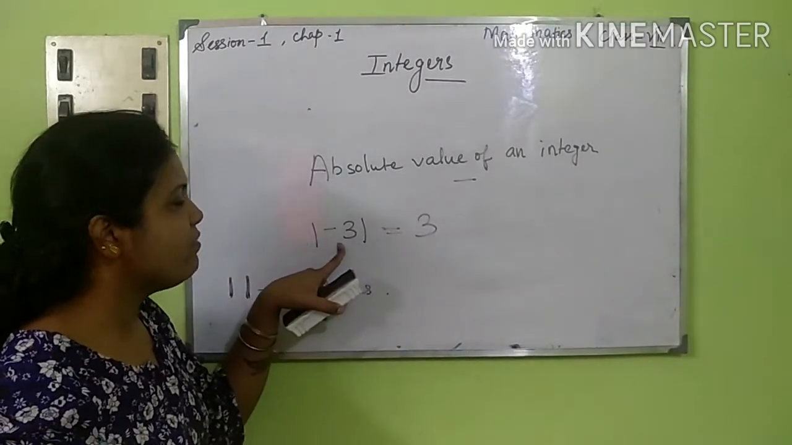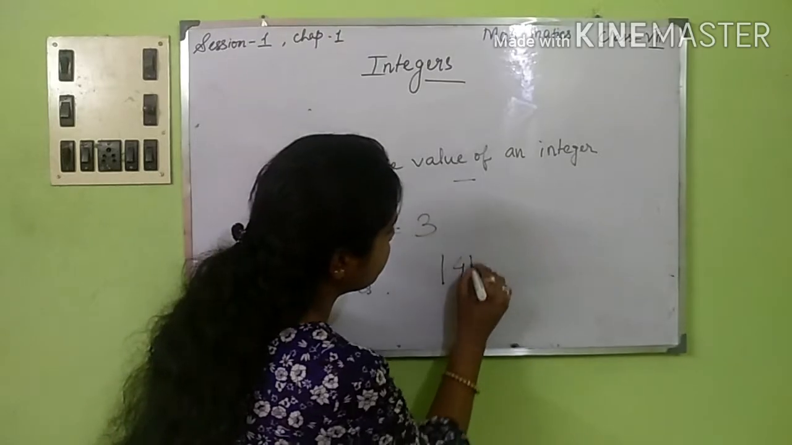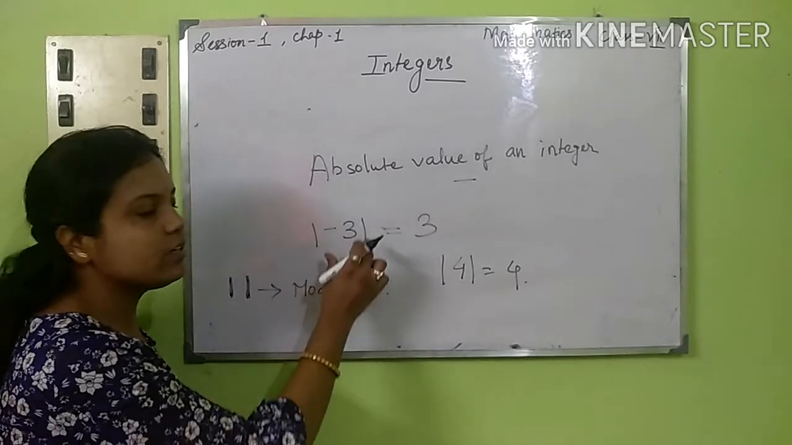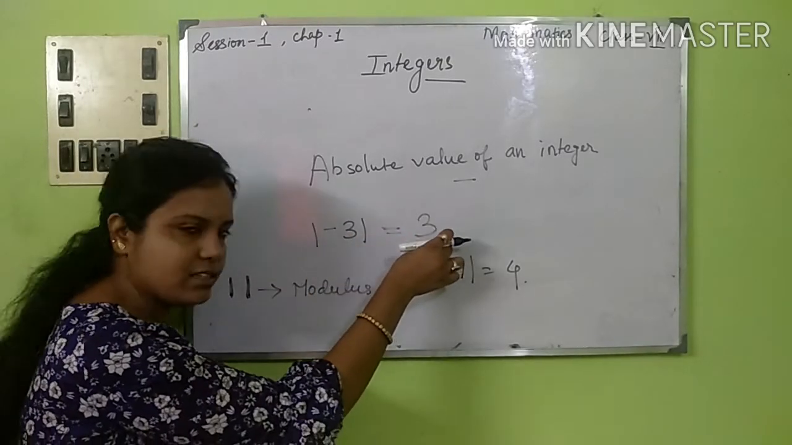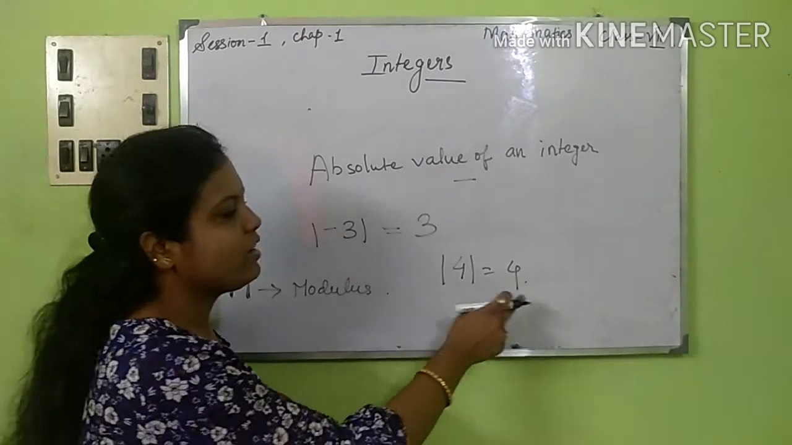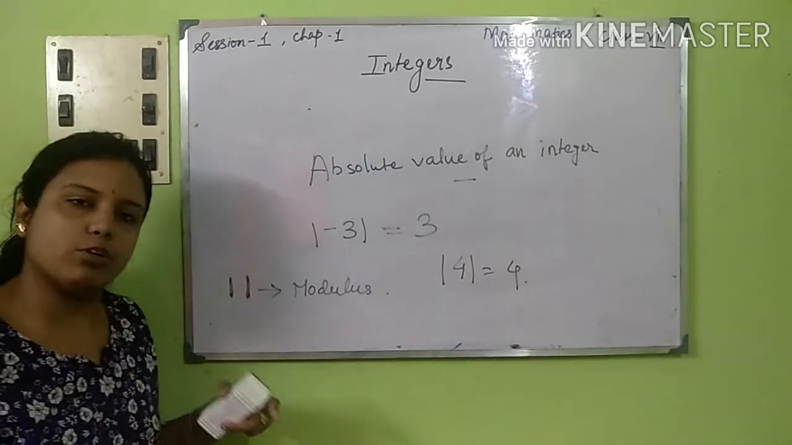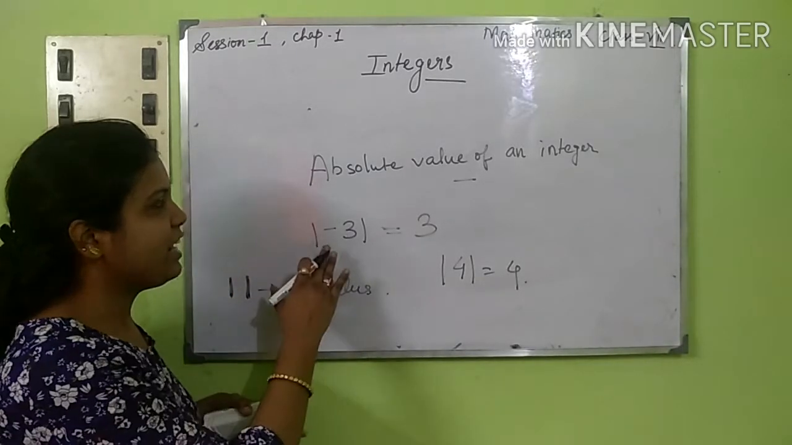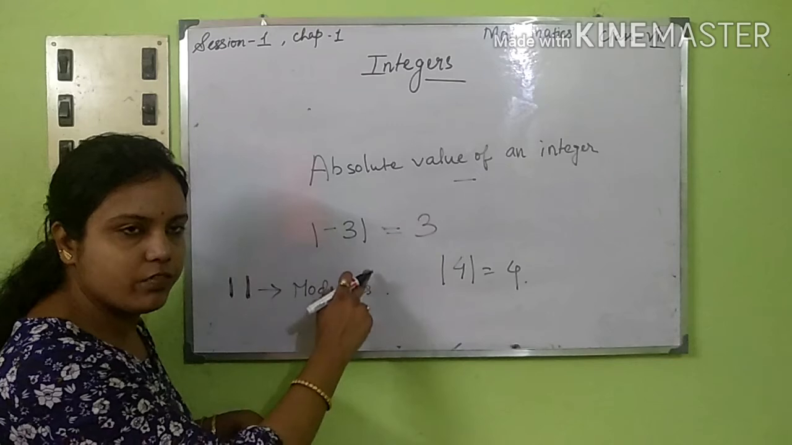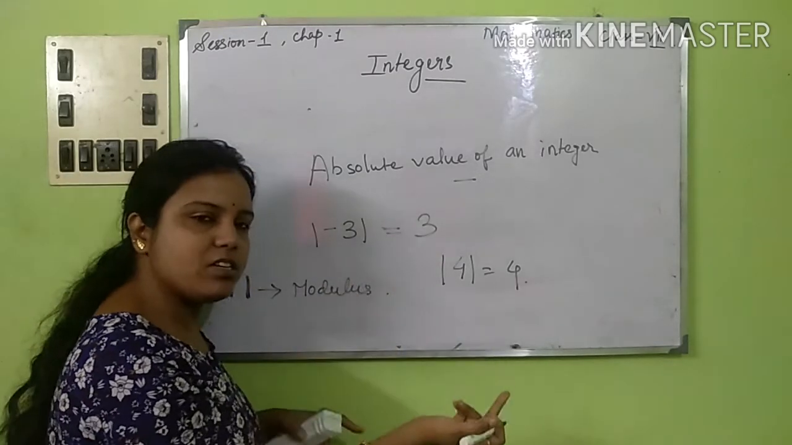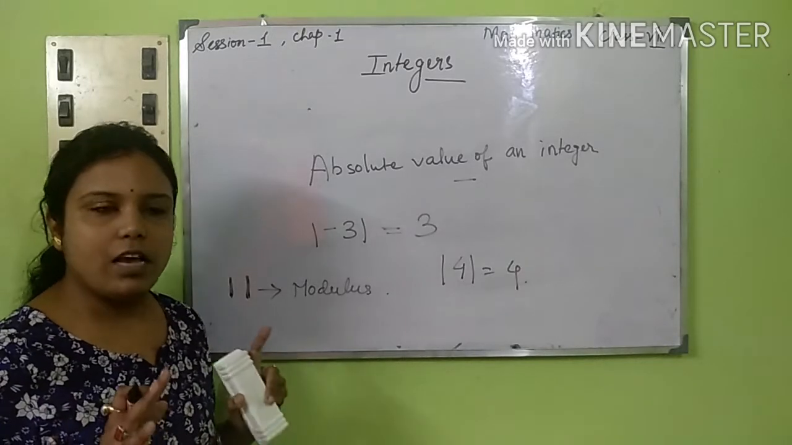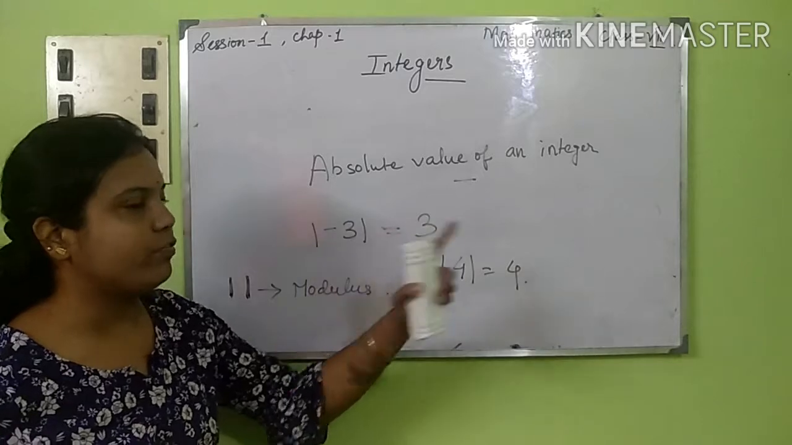Okay, that means suppose 4, modulus of 4 will give you 4. That is, whenever we take a negative integer, taking the modulus of it gives the absolute value, that is the positive number 3. And for a positive number, taking the modulus of it will always give you only that particular positive integer. Whenever we take the absolute value of a negative integer, we get the positive value because we take the modulus of it. And whenever we take any positive integer, we will obviously get the positive integer back. So this is the actual idea of absolute value of an integer.